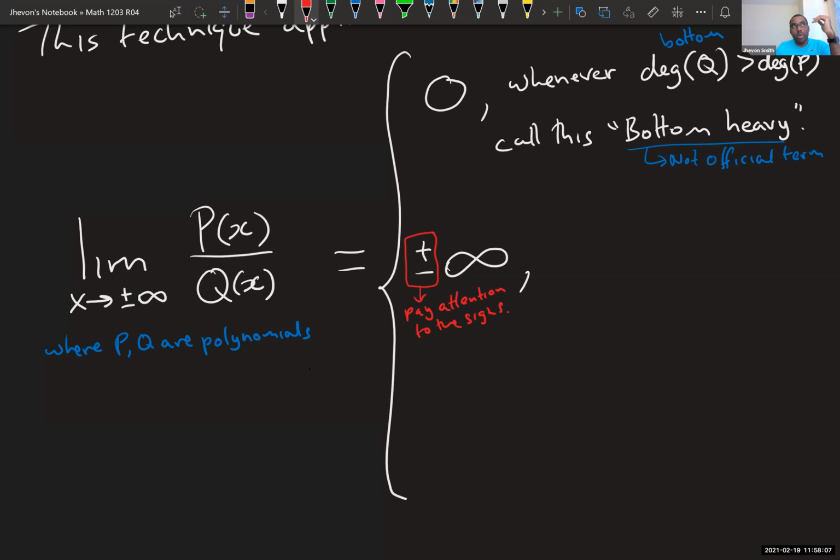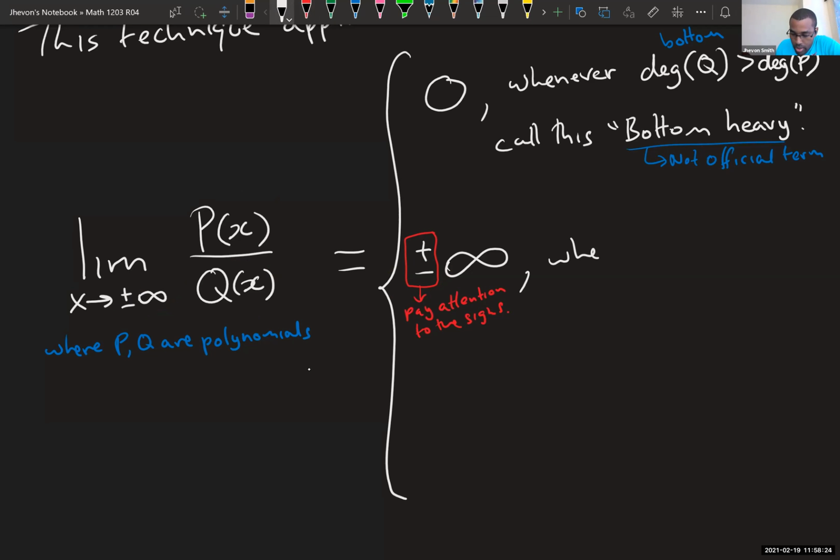And you should also remember, when you plug a negative number into an odd power, the result is negative, right? So things like that I expect you to know. But yeah, just be careful of the signs to know which is which, but it's going to be some sort of infinity in this particular case.